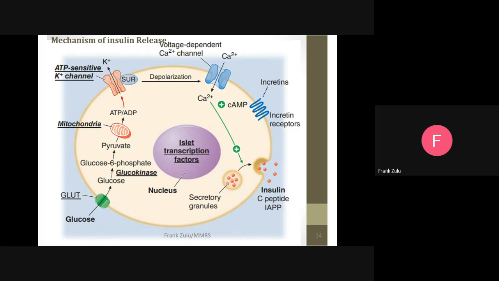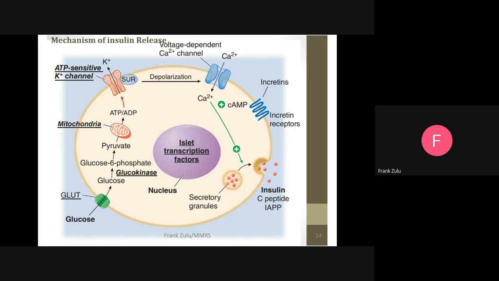When the cell has been depolarized, it just means that the resting membrane potential is becoming more positive because of the accumulation of positive ions. This will now trigger the voltage-gated calcium channels that are very sensitive to any change in the resting membrane of these cells. Then there will be influx of calcium. Calcium is a second messenger. So what does it do? It is the one that goes to the vesicles that already have the C-peptide and the insulin.